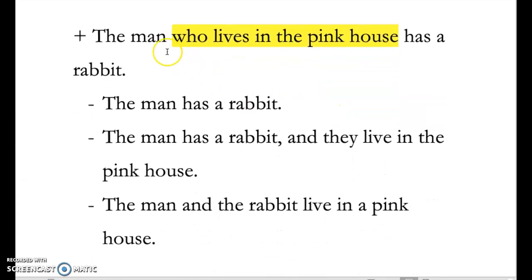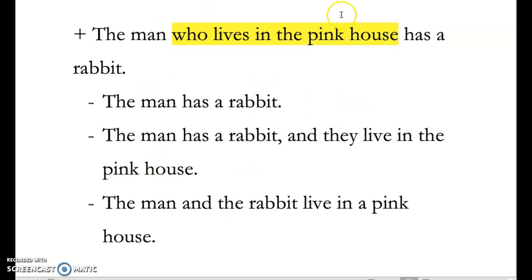Now look at this one. I've taken out Jack, and I'm just calling him the man. The man, relative clause, who lives in the pink house, has a rabbit. I can reduce it down. The man has a rabbit. I could rephrase it. The man has a rabbit and they live in the pink house. Or the man and the rabbit live in a pink house. So these are all variations, and one of the variations would include the relative clause.